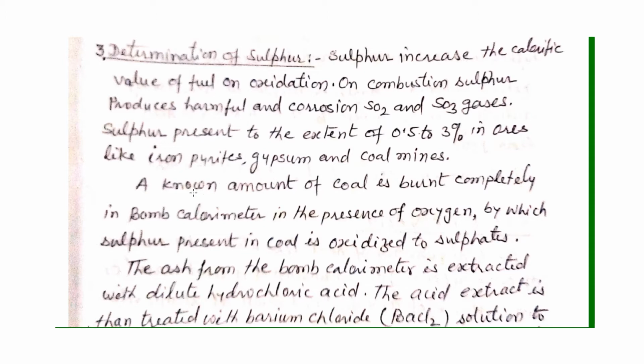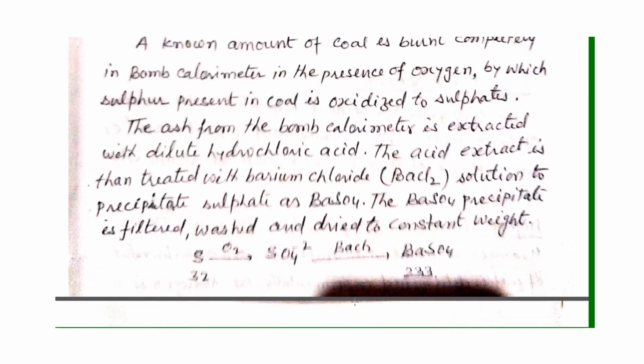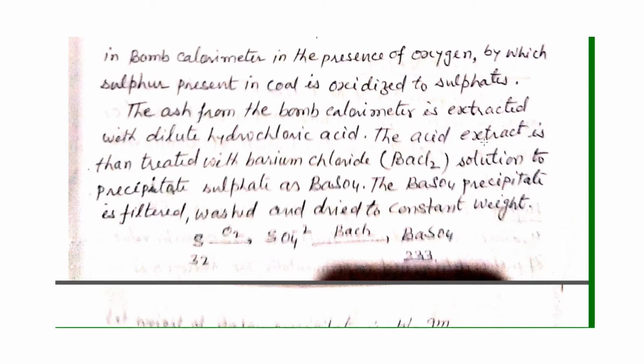To know the value of sulfur in a given fuel sample, we have to take a fixed quantity of coal and burn it completely in a bomb calorimeter in the presence of oxygen, by which the sulfur present in the coal is oxidized to the corresponding sulfate, and the ash from the bomb calorimeter is extracted with dilute hydrochloric acid. So the corresponding sulfuric acid will form, and the acid extract is then treated with barium chloride.